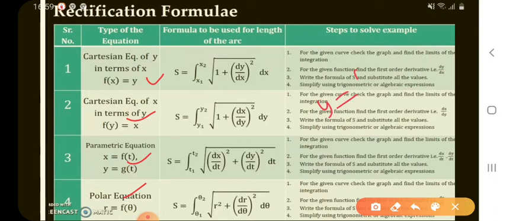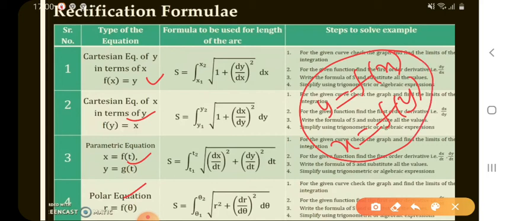Y equals f of x and x equals f of y. These two are related to Cartesian form. The third one is parametric form, and here x and y are functions of another term. What is the term here? t. This is polar form, where r equals f of theta.